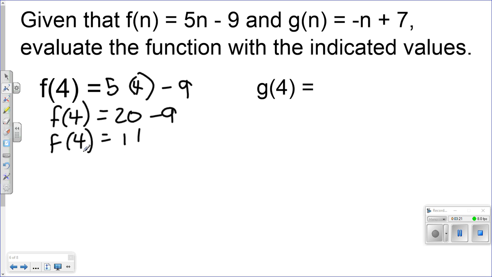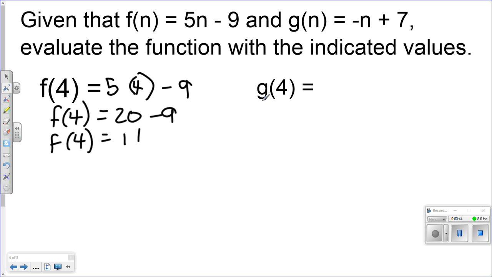This actually works like a coordinate pair. We are using n in this case and f of n, but we could look at the 4 as the x piece of a coordinate point and the 11 as the y piece of a coordinate point. We could actually put this on a graph if we chose to. Just a little extra tidbit of information.